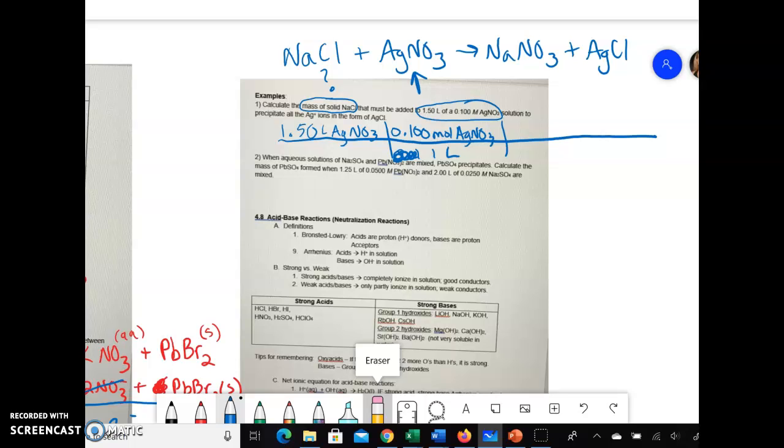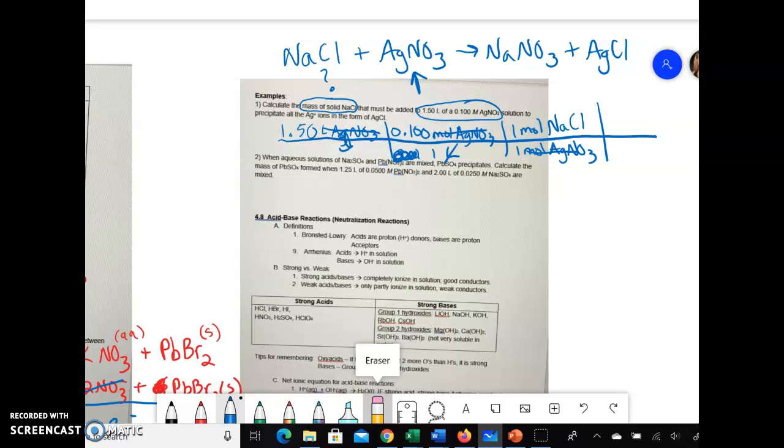Now I can go back up to my reaction. Let me make sure I balanced it. Yep, looks like everything is a 1-to-1 ratio. So now I can say that we have 1 mole of silver nitrate for every 1 mole of salt, table salt. So that's going to cancel moles of silver nitrate. We already canceled liters.